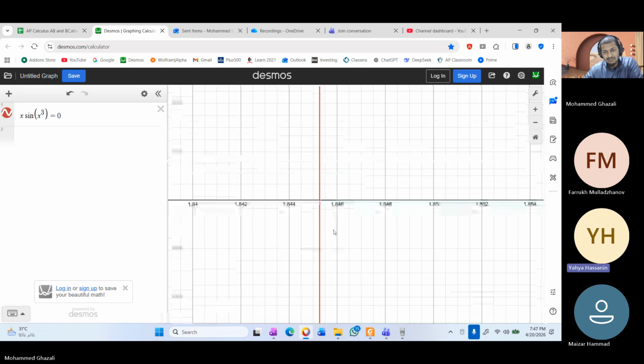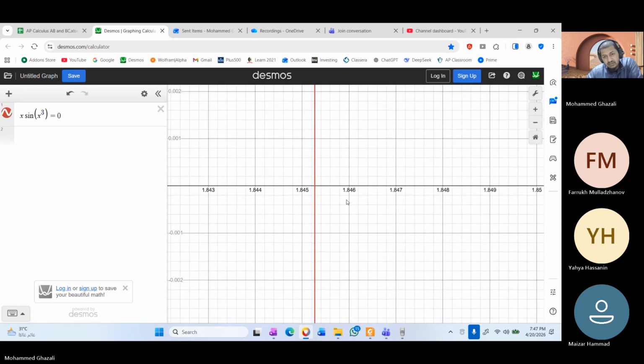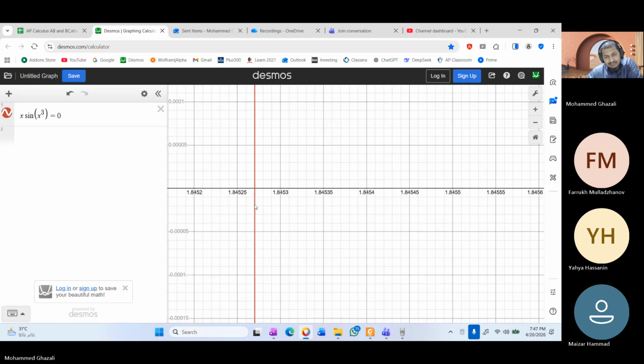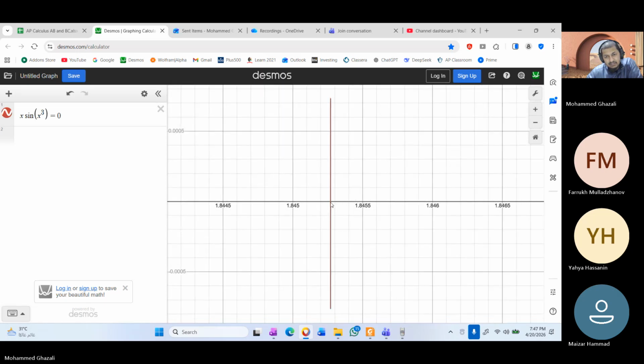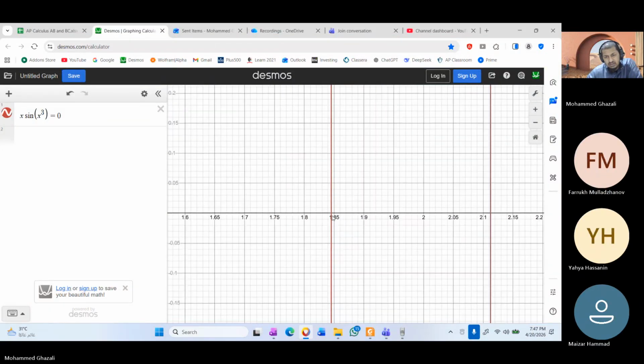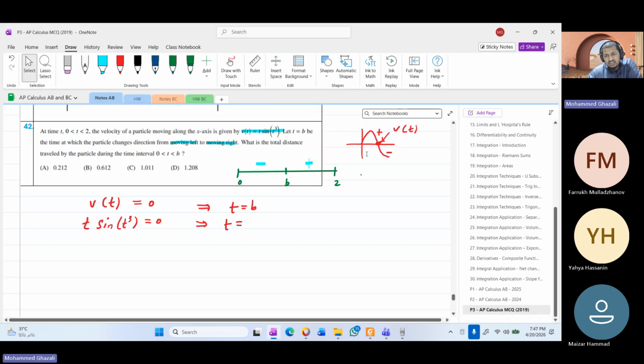Take the answer from Desmos. Yeah, I will do that. 1.845. Yeah, there's many places where it changes direction. What's wrong with this question? When we go back to the question, when does it change direction? When the velocity is 0, then it changes direction. So t sine t cubed is equal to 0.